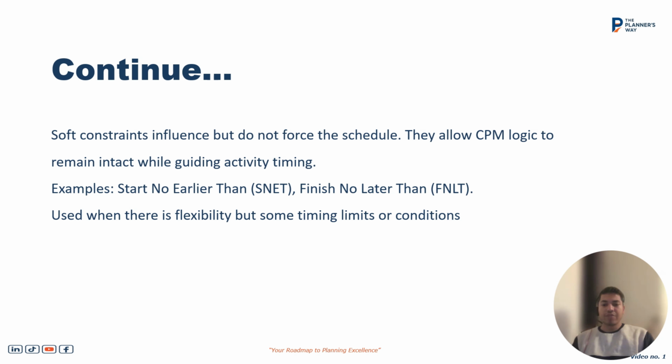Soft constraints are something that we place in the schedule to replicate real field data. We avoid constraints in a program, but as far as we have to place one, we opt for a soft constraint rather than a hard constraint, because it will not distort the logic. It will replicate the real world scenario, keeping the logic intact. It is used where there is flexibility but some time limit or condition needs to be replicated.